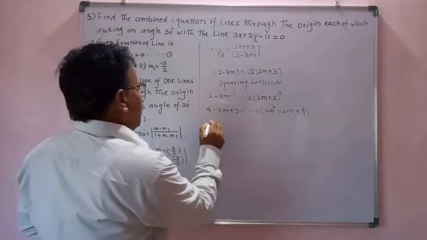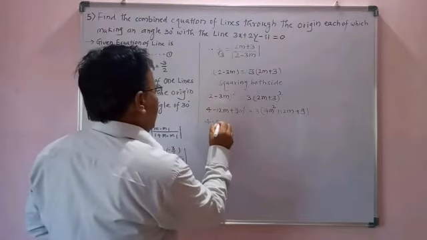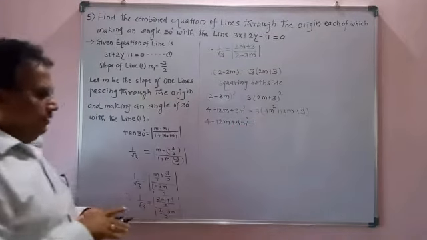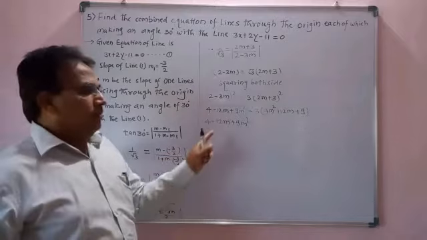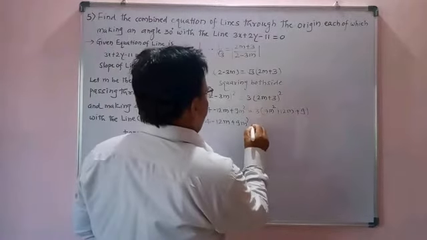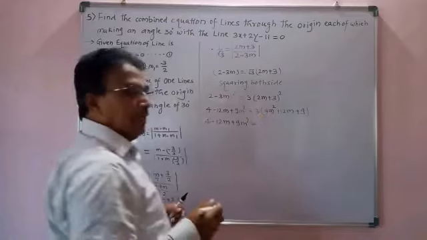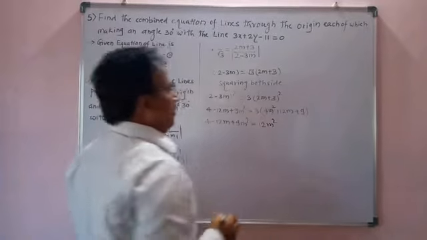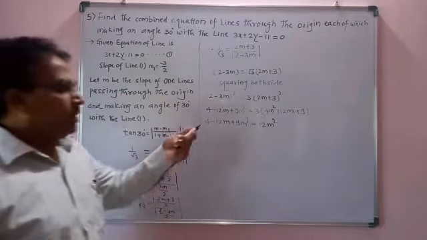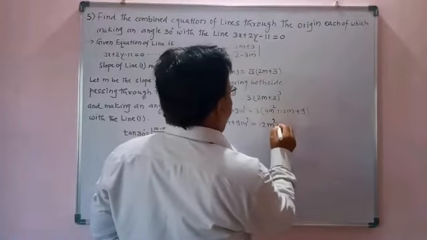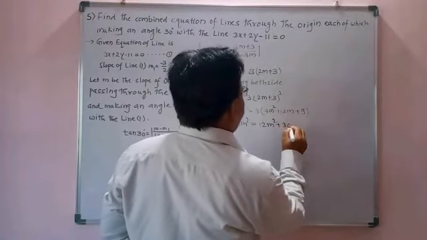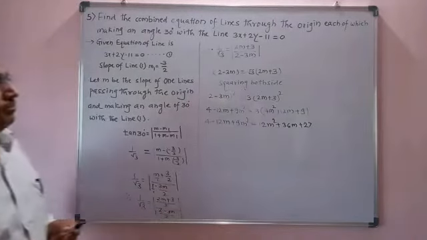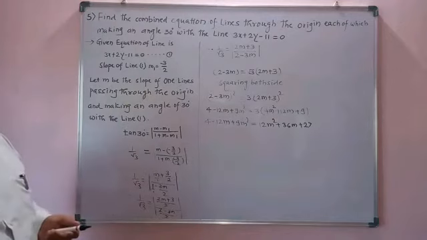Therefore, 4 minus 12m plus 9m square as it is equal to, we multiply this bracket into 3. 3 into 4m square is 12m square. 3 into 12m, this product is 36m, and 3 into 9 is 27.